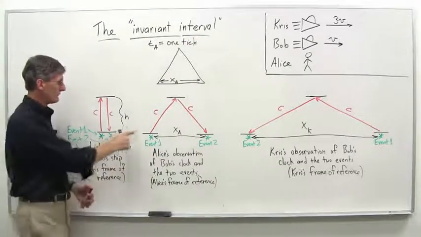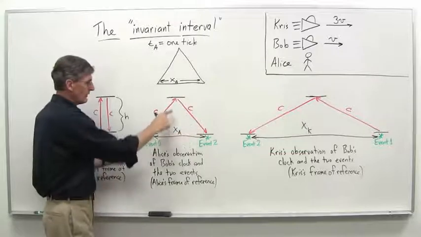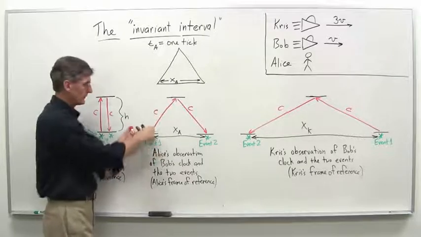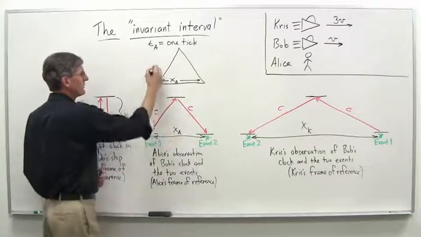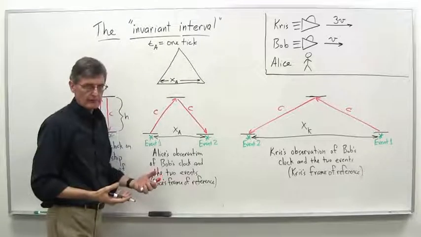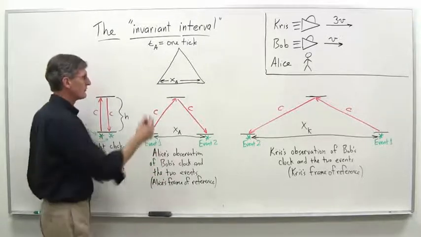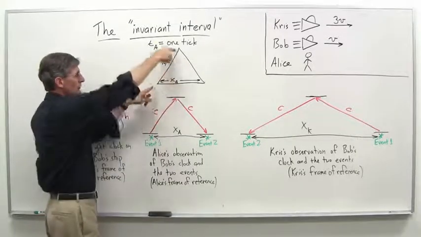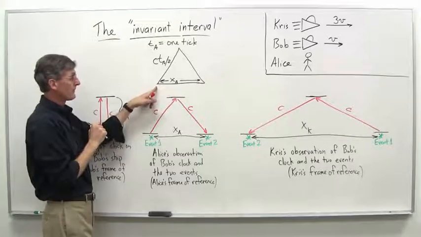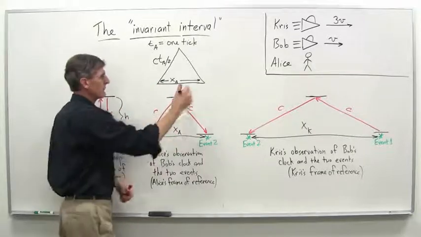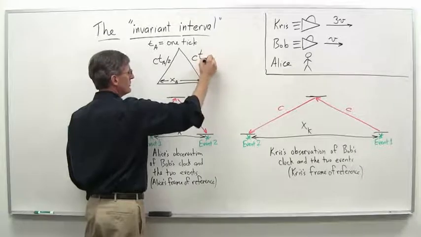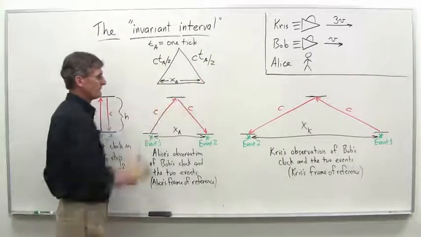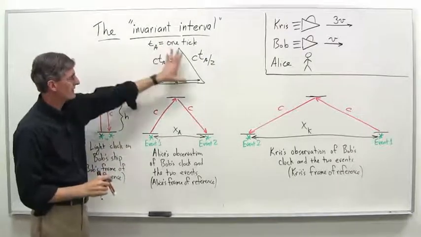Well, what is that one tick? It's up here and then back down again. What is this distance? It's the speed of light times half a tick, because this is half a tick here, this is a full tick, and so we can say velocity times time is distance. So this distance here is c t_a divided by 2, that leg of our triangle. And by symmetry, this other leg is the same thing, c t_a over 2. And then this here is x_a. Okay, so now we've defined the three legs of this triangle.